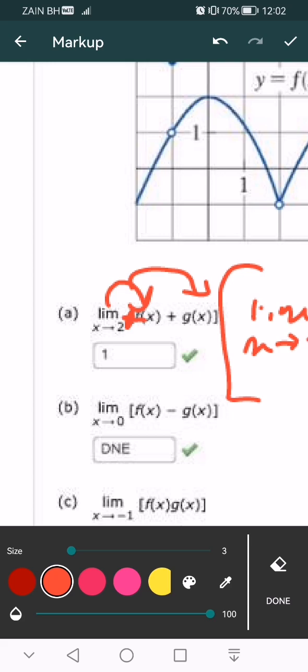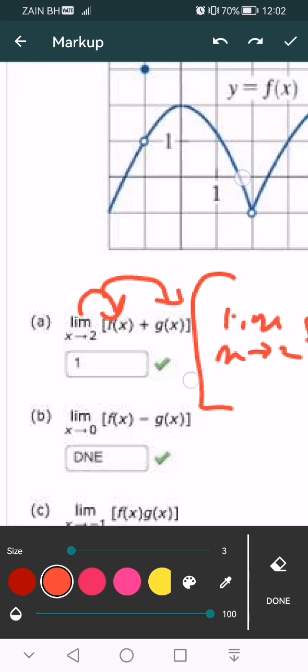But if I don't have plus or minus, I have to check both sides. And the answer will be satisfied if the limit going to the right side is equal to the limit going to the left side. So for this question, again I will come to the limit.